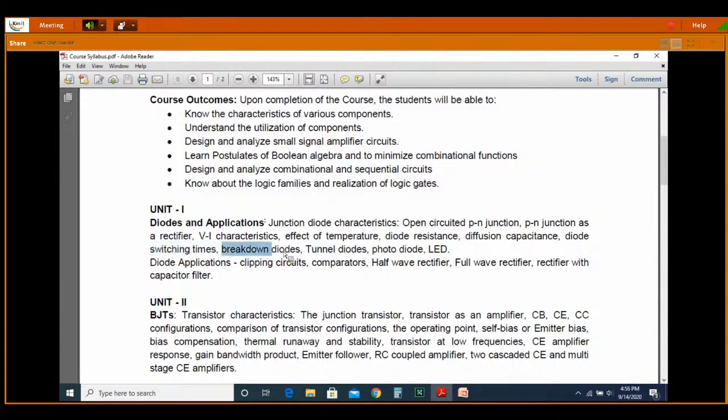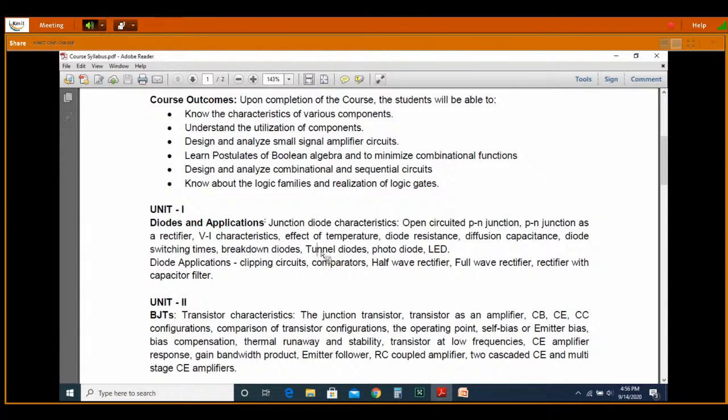And then the breakdown diodes. There are three types of breakdown: avalanche breakdown, Zener breakdown, as well as thermal breakdown. Generally we may not consider thermal breakdown. There are mainly two breakdowns: avalanche breakdown and Zener breakdown. Zener breakdown is mainly due to applied voltage. If you apply a large electric voltage and a breakdown occurs, that is your Zener breakdown. Avalanche is due to high reverse voltages. If you apply more and more reverse voltage, more than 10 volts, then a lot of charge carriers are going to be released and the breakdown will occur. That is avalanche breakdown.